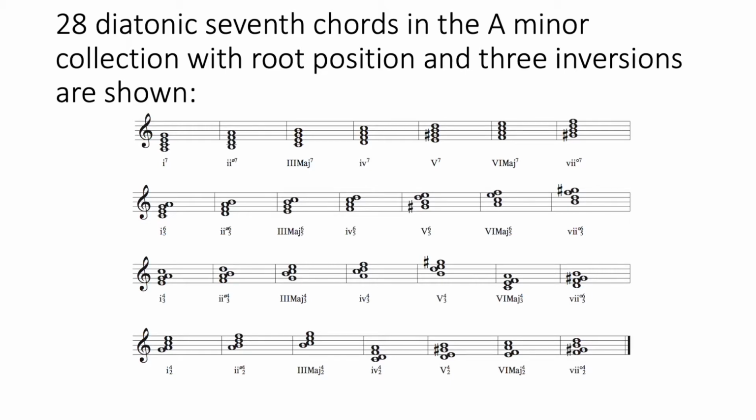Considering the inversions, again, we have 28 possible diatonic seventh chords in the collection for the minor keys. And here we have the A minor collection with the root position and the 3 inversions.